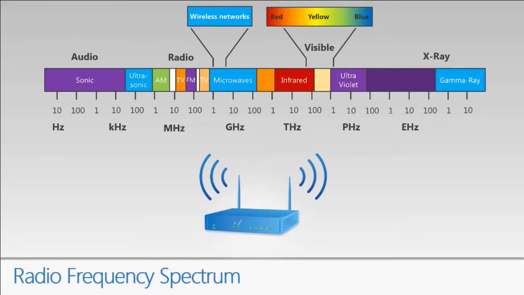The radio frequency spectrum encompasses both visible and invisible frequencies. They come in the key families of audio, radio, visible, and X-ray. Audio stuff we can obviously hear, sonic, ultrasonic, AM radio, that kind of gets into a new family of radio frequencies. Within the radio frequencies, AM, TV, FM, other types of digital broadcasts, microwaves. You can see in between TV frequencies and the microwave frequency, that's where our wireless networks are going to sit.